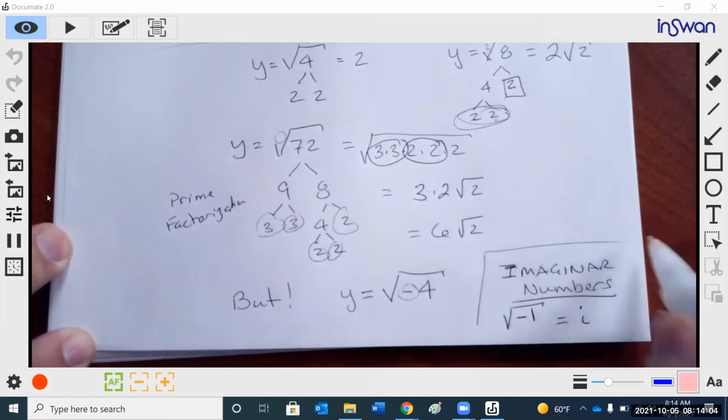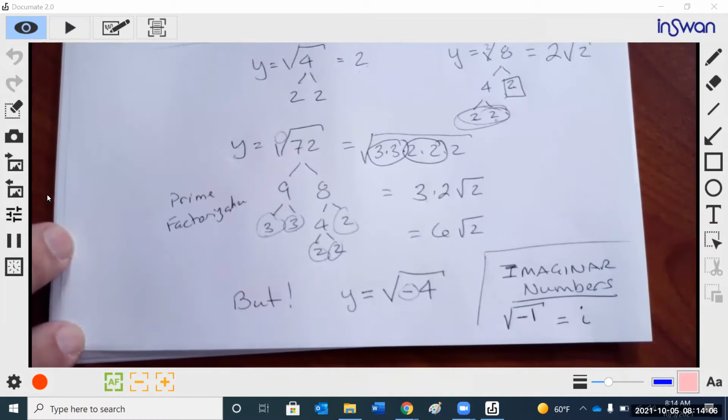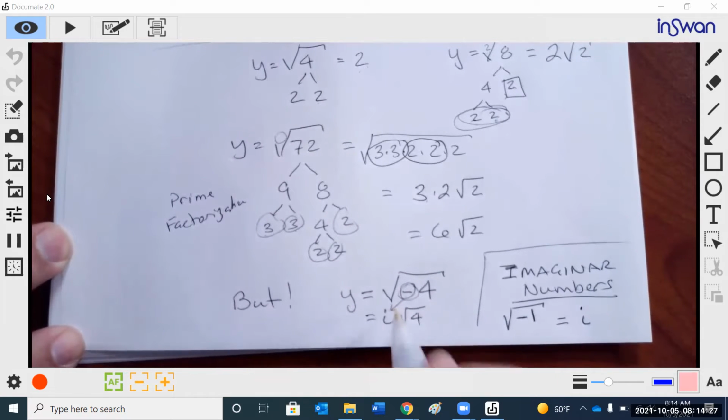So this is the definition of an imaginary number. Anytime there's a negative inside a square root, basically, remove that negative and just put an i in front. So that becomes an i. I'll show you why in a second. I'm just showing a shortcut right now.